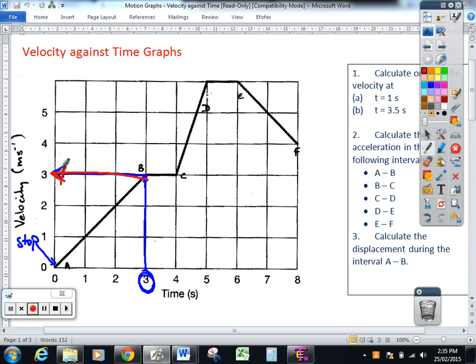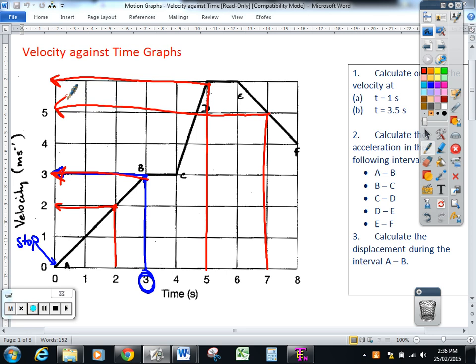This is a travel graph. At time equaling 2 seconds, how fast am I going? At time equaling 5 seconds, how fast am I going? 6 metres per second. Okay? So it's just simply reading sideways. So I can ask you at any time, at time equaling 7 seconds, you are now travelling 5.